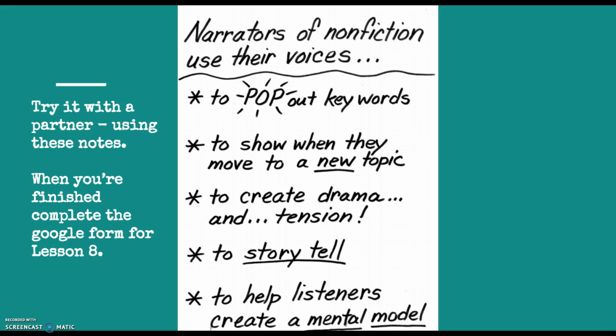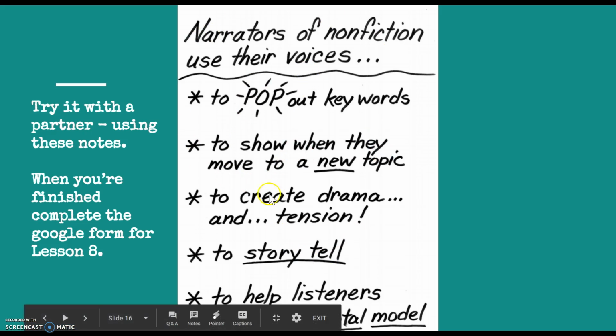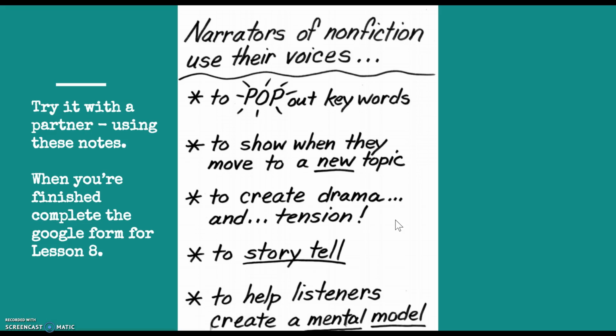When you're finished doing this with your partner, you're going to complete the Google form for lesson 8. It's pretty simple. You're basically just going to read to them from a book. You're going to practice these steps right here, and then your partner is going to take notes and answer the Google form. Then the partner will read to you, and you will take notes, and then you will enter it in on the Google form.